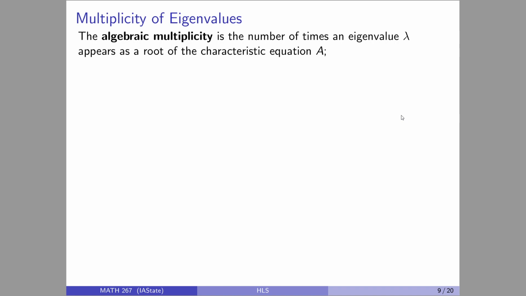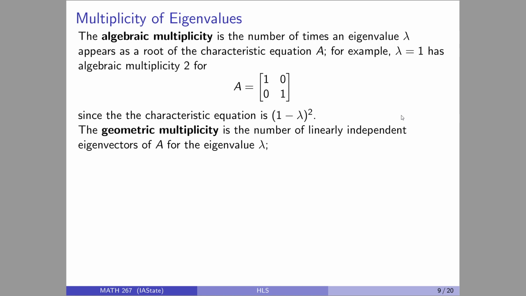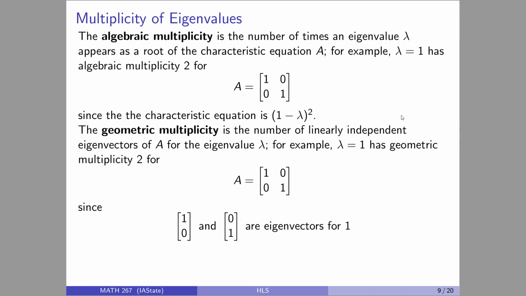Algebraic multiplicity is the number of times an eigenvalue appears as a root, in other words, the number of times it appears as a factor in the characteristic equation. For example, in the one we just saw, the algebraic multiplicity of 1 is 2, because the characteristic equation has 2 lambda minus 1 factors. The geometric multiplicity is the number of linearly independent eigenvectors for an eigenvalue. For example, lambda equals 1 has geometric multiplicity 2, because I was able to create 2 linearly independent eigenvectors for 1. Nice. So in this case, the algebraic and geometric multiplicity are the same.